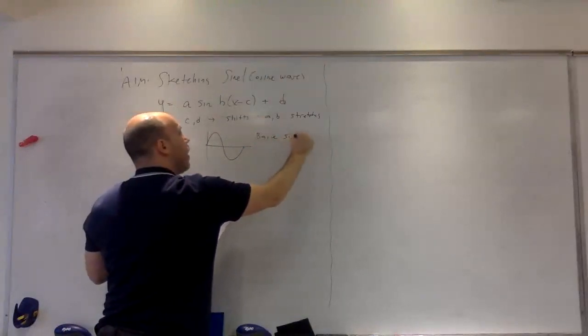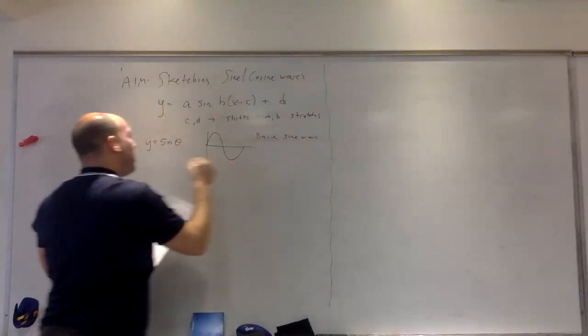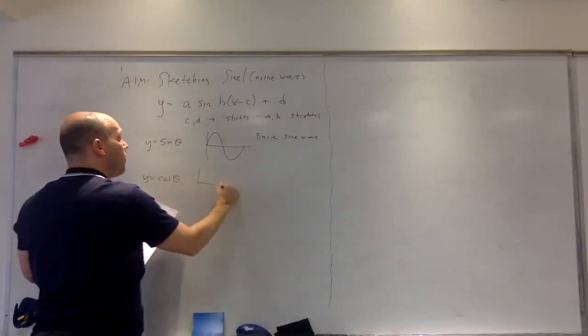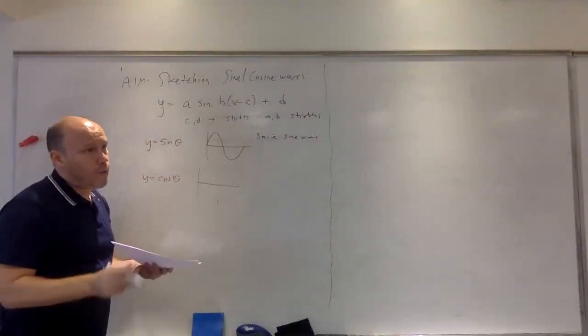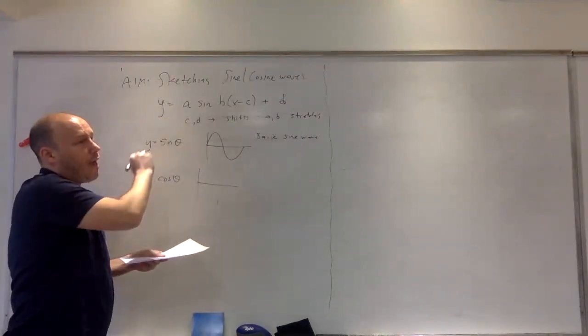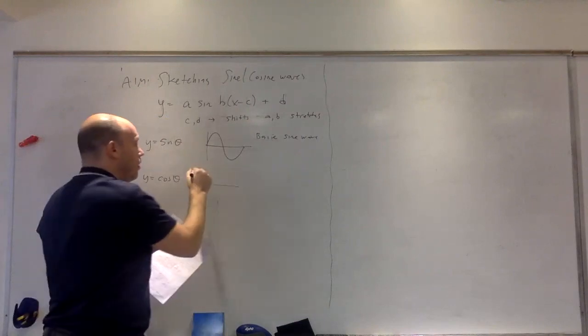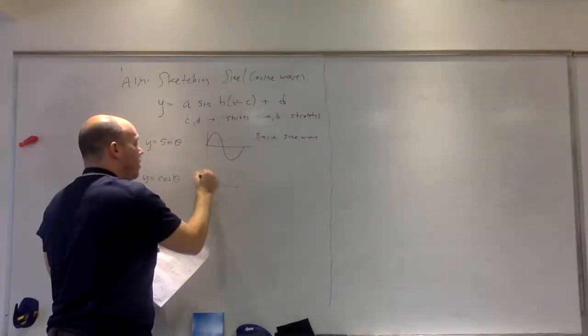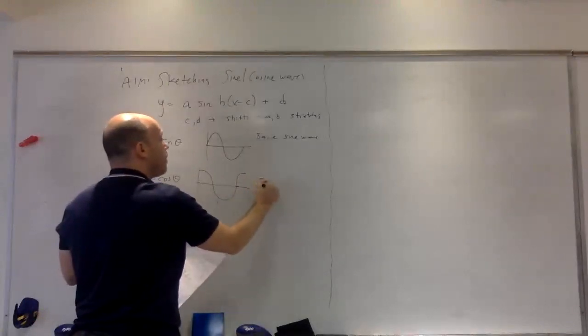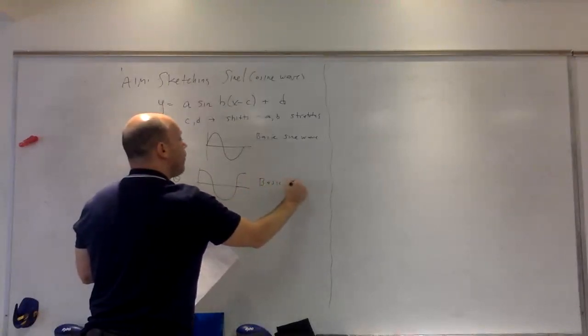If we look at cosine of theta, we know that it was the distance from the y-axis. We know it started at 1, 0, so it's like 1, 0, negative 1, 0, 1. We start here, and it looks like this. We call this the basic cosine wave.